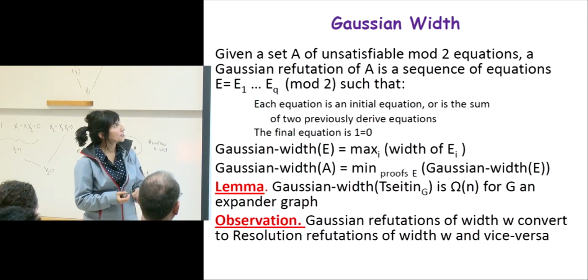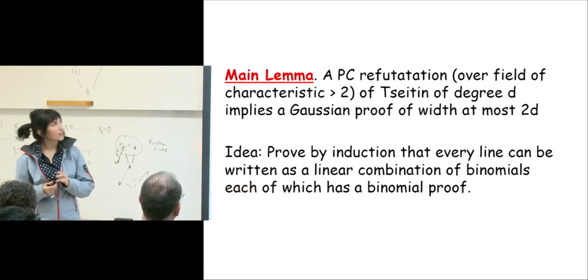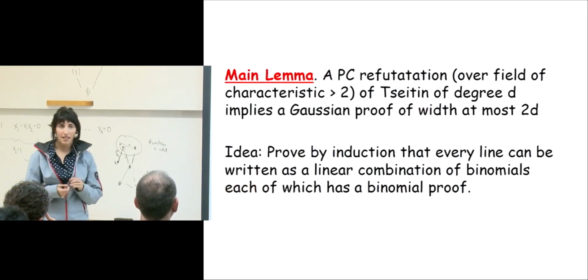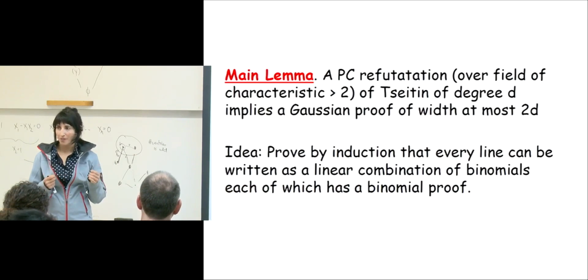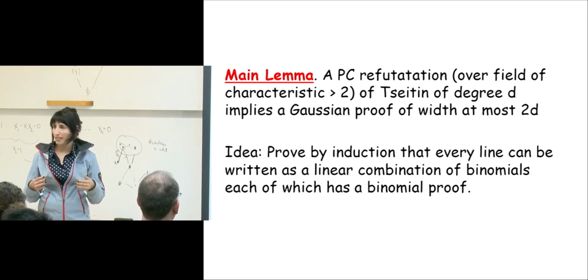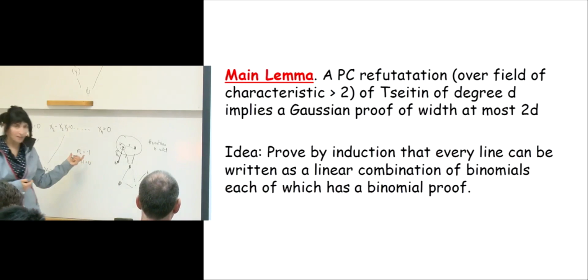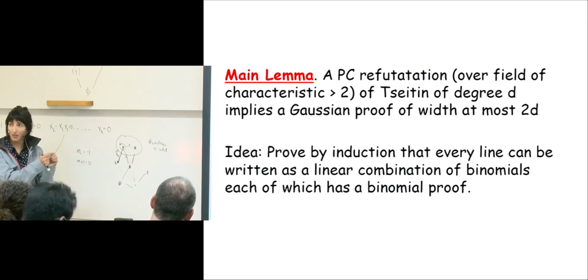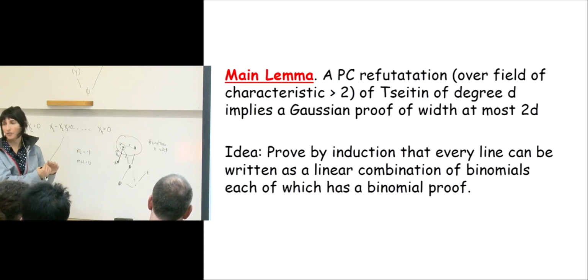The other direction is the harder direction, and it's not really that hard: a PC refutation of Sighton of degree D actually implies a Gaussian proof of width at most 2D. Again, I'm not going to prove this, but it's not a hard proof. Formally you prove it by induction on the number of lines, but the key insight is that because you're starting with things that are the sum of binomials, every line in the proof you can prove inductively is still basically a linear combination of binomials.